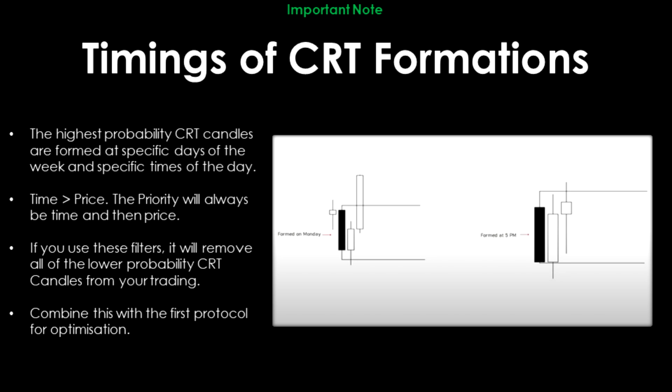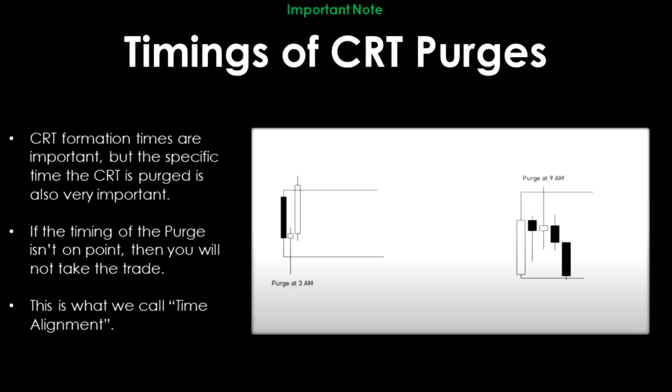By using this CRT protocol, you can filter out low probability CRTs from your trading. Combining it with other protocols will significantly increase your profitability. Another important CRT protocol is the timing of the purge. With this type of CRT, we not only wait for the CRT to form at a specific time, but also for its purge to occur at a key time. If the timing of the purge is not correct, we disregard that CRT. This is known as time alignment.